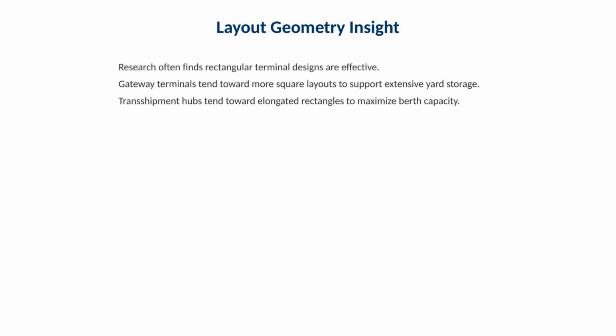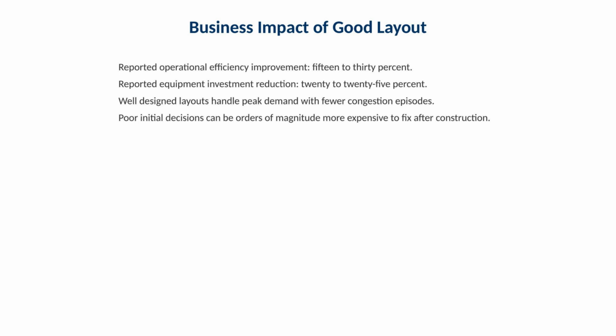at the gate. Research often finds that effective terminals tend toward rectangular configurations, but the best shape depends on the terminal's role. Gateway terminals, which store containers for import and export, typically need more yard capacity, so they tend toward a more square footprint. Transshipment hubs prioritize berth capacity for vessel-to-vessel transfer, so they often favor elongated rectangles along the waterside.